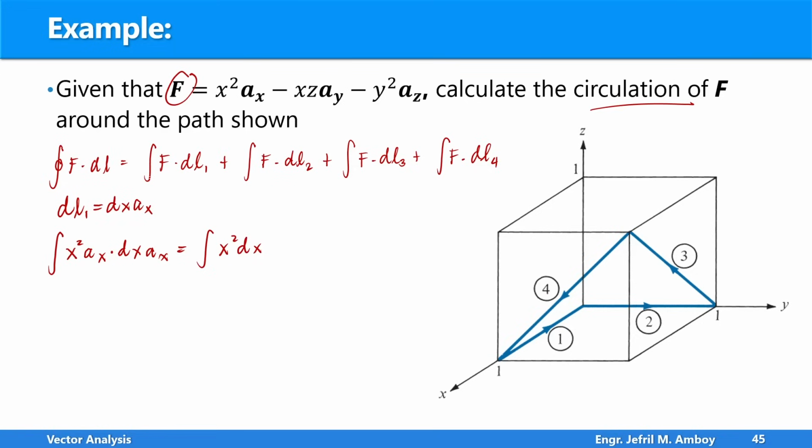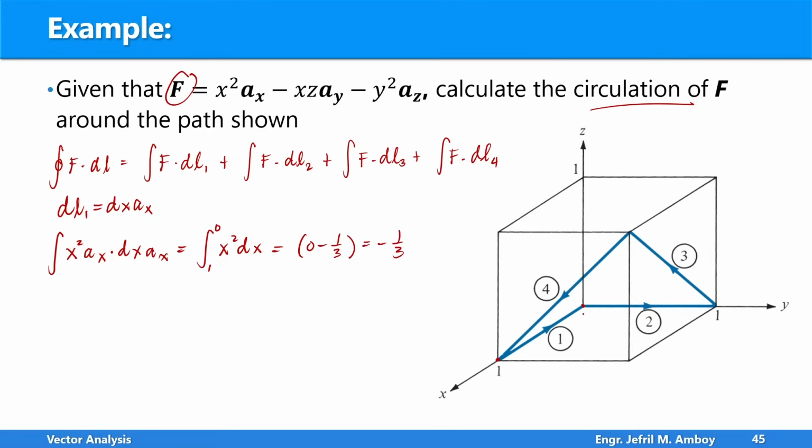Now, let us indicate the limits. Here, the value of x is 1, and at this point, the value of x is 0. So, we now integrate this. We get x cubed over 3. If we evaluate x cubed over 3, our upper limit is 0, so it will be 0 minus 1 third, which is equal to negative 1 third. So, this is our first line integral.